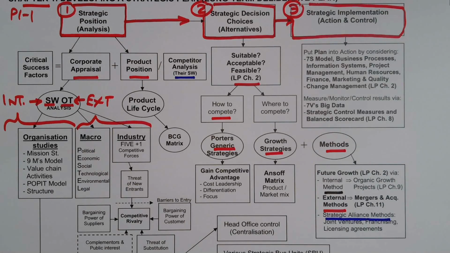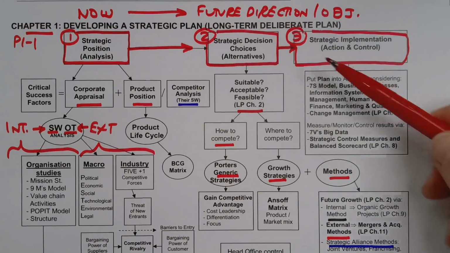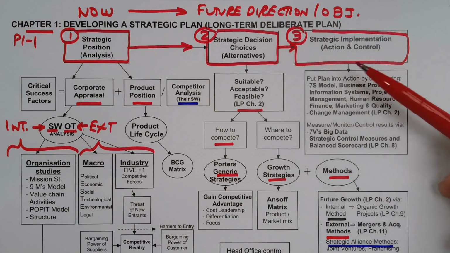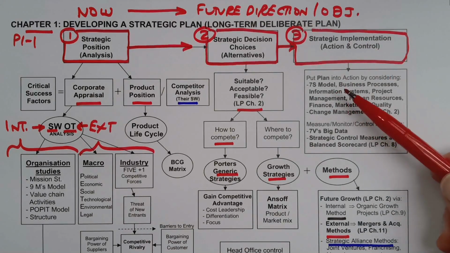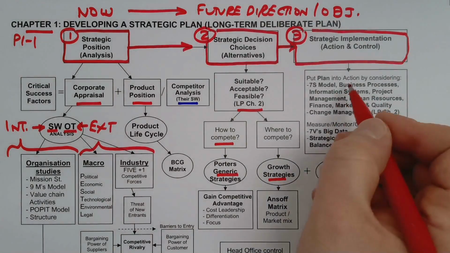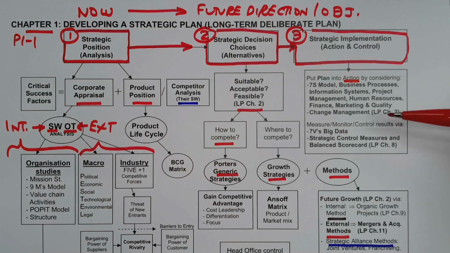And then finally, once we've chosen our direction, the method we want, we then need to implement and put that into action. So this is our final third stage, putting the plan now into action by considering various areas here. We've got the 7S model looking at structures. We need to consider business processes, information systems to help us achieve what we want to achieve. We've got project management, people very important, finance, marketing, etc., etc. We've got change management in chapter 2 as well.